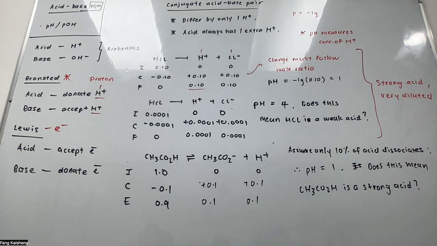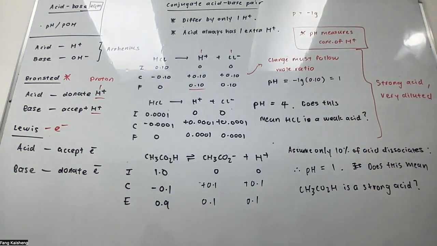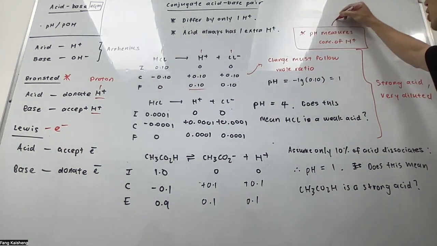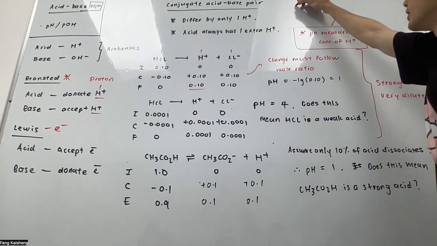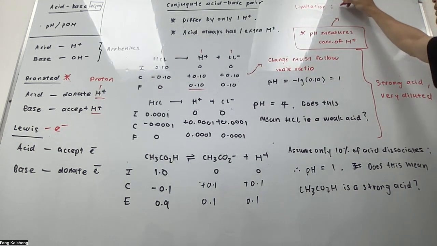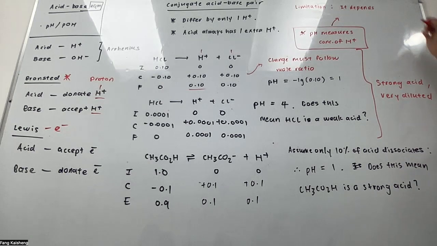But you can see over here now, this is the main idea. At the end of the day, pH is just a measure of concentration of H+. Please write this down. It just measures how much H+ you have. Okay? And because of that, that's the drawback of pH. The limitation of pH is this. You can write this down also. It depends on how much your concentration of acid is.